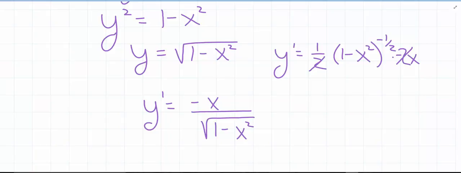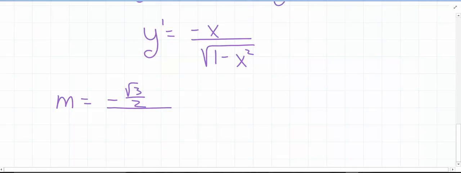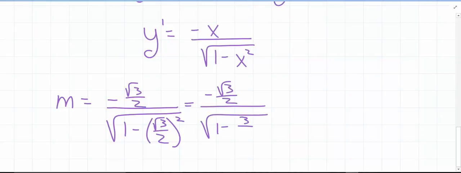And at this point, I could just put in x, which is the square root of 3 over 2. I'll go ahead and do that just so that we can see the algebra here. So our slope is going to be negative square root of 3 over 2 over the square root of 1 minus (square root of 3 over 2) squared. We'll see if we can figure out what the slope is. Now we're doing this the old way, just with the chain rule and having y explicitly in terms of x. I've got negative square root of 3 over 2, and down here I've got 1 minus 3 over 4.